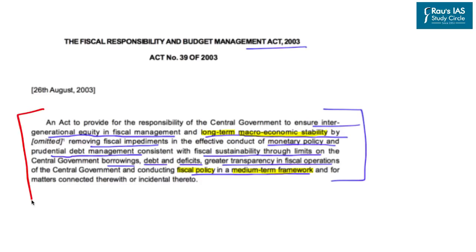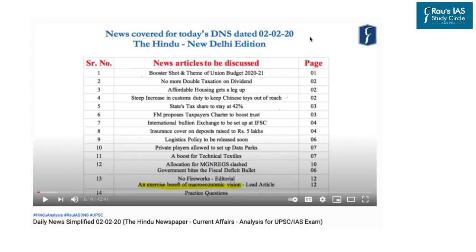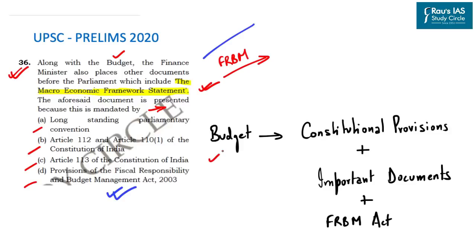Now, the purpose of FRBM was also provided to you in the PDF when on 2nd February 2020 we discussed the macroeconomic vision with respect to the budget. And these were the important topics which were discussed along with the discussion of budget on that particular day in the DNS. So while studying about budget, you must focus on constitutional provisions, important documents, and also the FRBM Act.